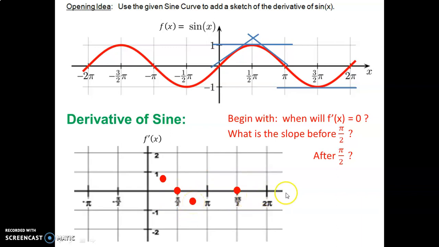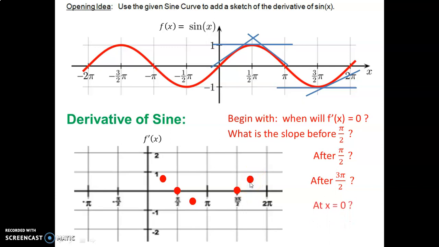Okay, next question. What happens after 3 pi over 2? So we know again at 3 pi over 2 there's no slope. But what happens after 3 pi over 2? What kind of slope do we have there? Well, it's positive again. See, positive slope, positive tangent line. Therefore, after 3 pi over 2, positive.